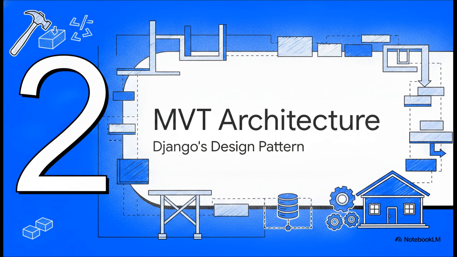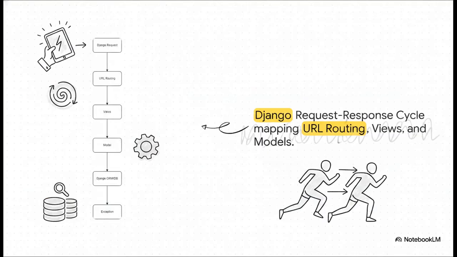Moving on to Section 2, unpacking the MVT architecture. Before we swing our hammers and actually start writing code for those CRUD operations, we've got to understand Django's core blueprints, right? You literally can't build a sturdy house without knowing its structural supports. Think about what happens when a user interacts with your app. It triggers this perfectly mapped relay race called the request-response cycle.